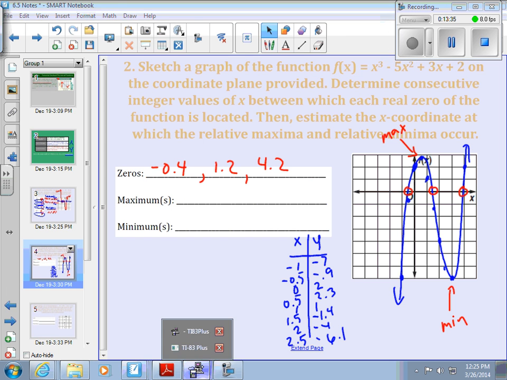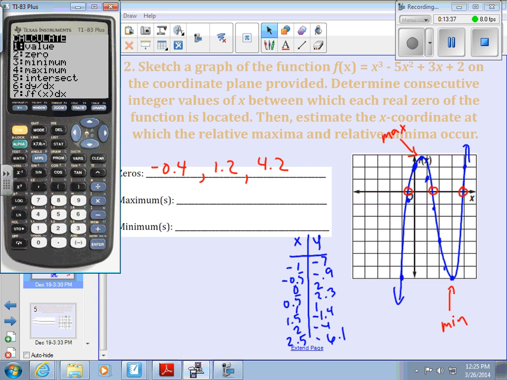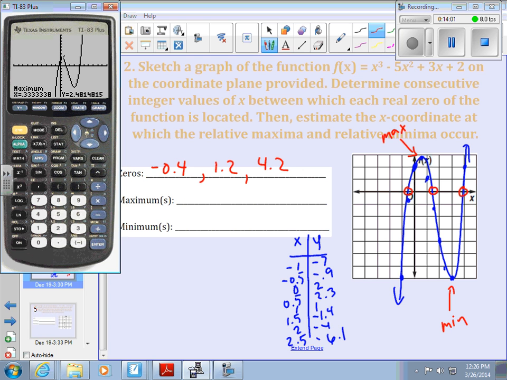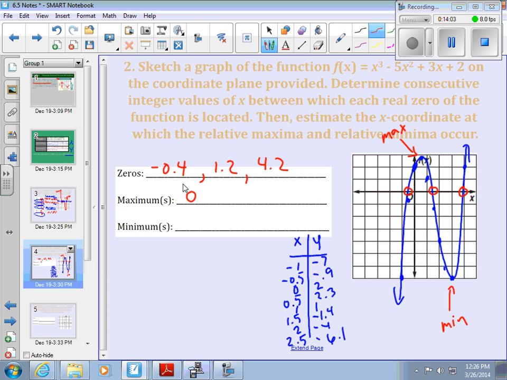So you can do that. Let's find the maximum first. So I'm going to select maximum. The maximum looks like it's somewhere over there between 0 and 1. So if you enter 0 as the point to the left and 1 as the point to the right and have it guess, it'll tell you about where it is. Looks like this one's at 0.333333, which tells me it's probably at about 1/3, but the maximum is at about 0.3.